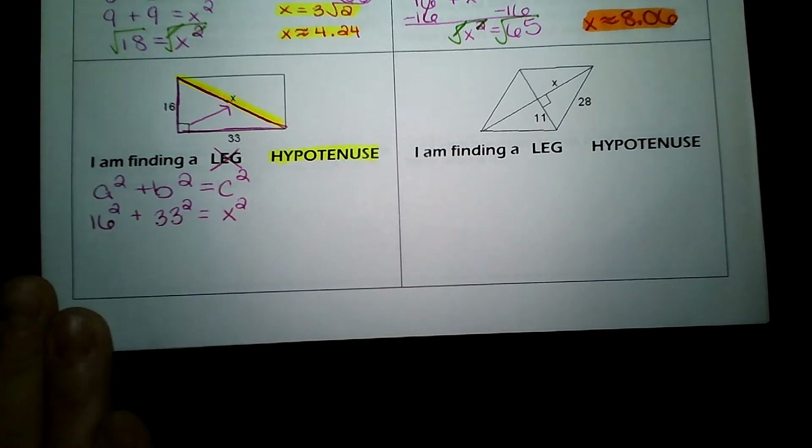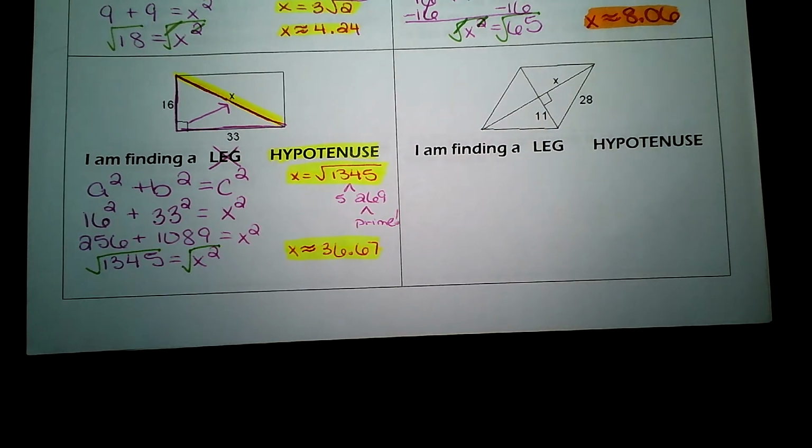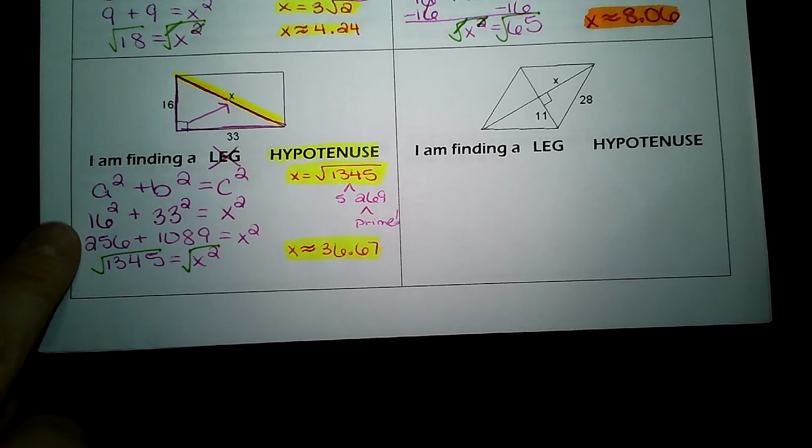So here's my problem. I'm going to pause the video, take a minute, and solve for x. All right, let's see how you did. I've got my work over here if you need to see it.